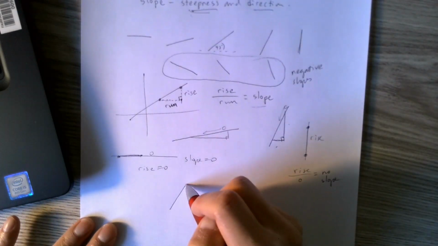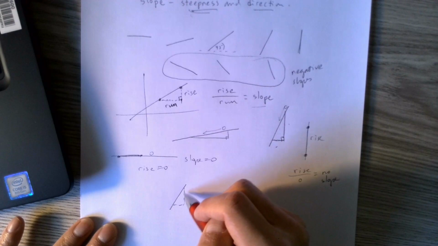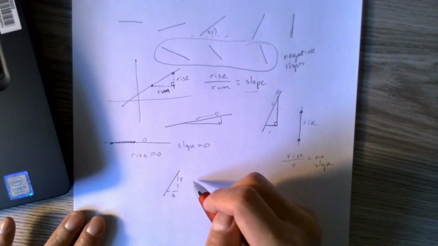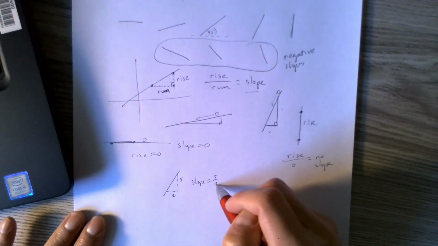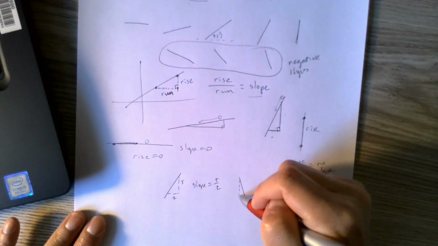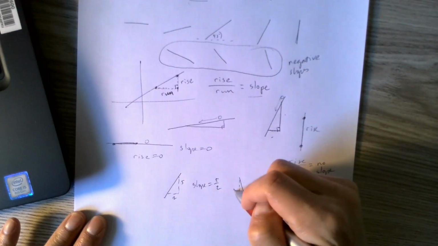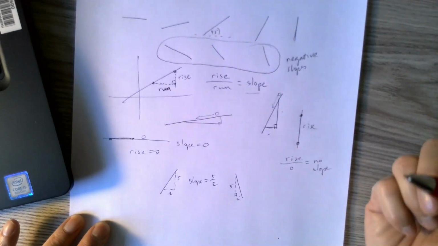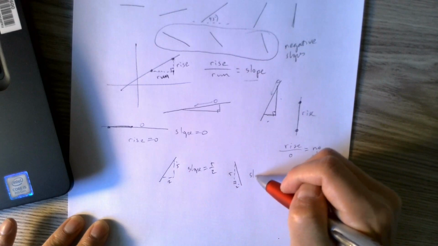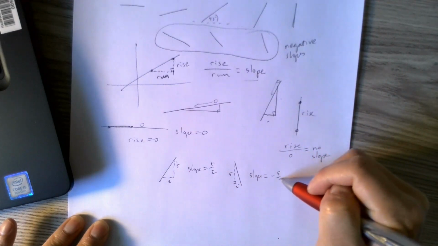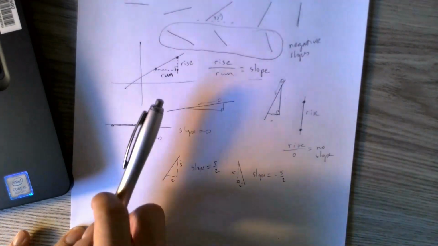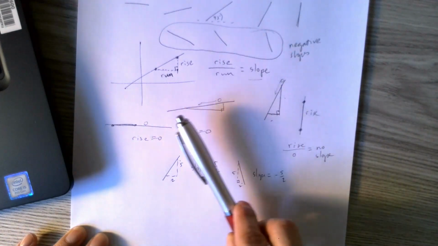So let's take this line. Let's pretend that the ratio here is 5 to 2, which gives me a slope of 5 over 2. And let's say this line has the same steepness as this line. It's just pointing in the opposite way. So the rise over the run is also 5 over 2. Well, I can't say the slope is 5 over 2, because that's reserved for this one. So it's negative 5 over 2. Simple solution to that. Okay, so positive slopes go this way, and negative slopes go this way.